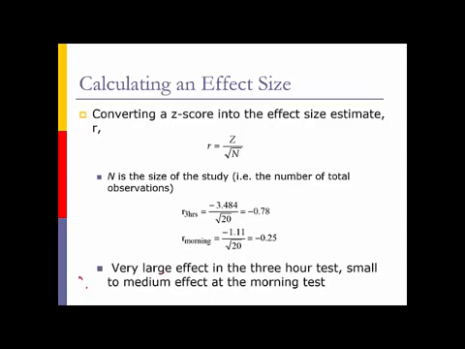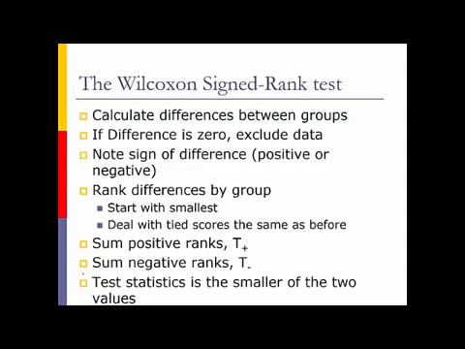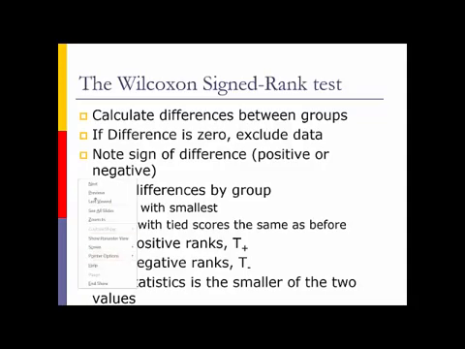All right, we're going to go ahead and move on to the Wilcoxon signed rank. So here is where we're using the same participants. This is the dependent t-test version, so it's doing very similar things. It's still ranking the data, again, starting with the smallest, and then it's assigning positive ranks and negative ranks. So it's actually calculating the difference between the groups and then ranking the data after that. We're going to look at an example of how this actually works.